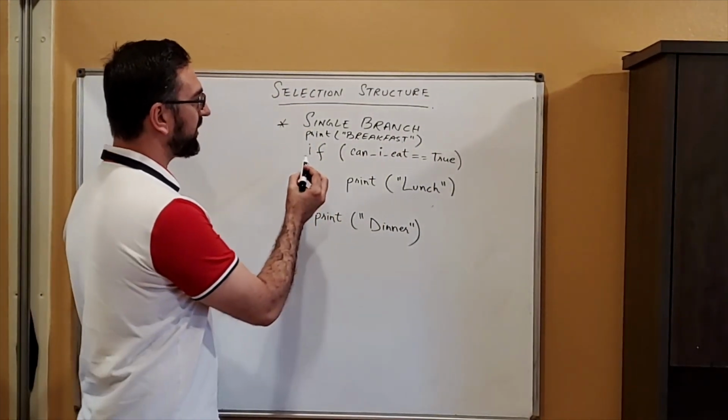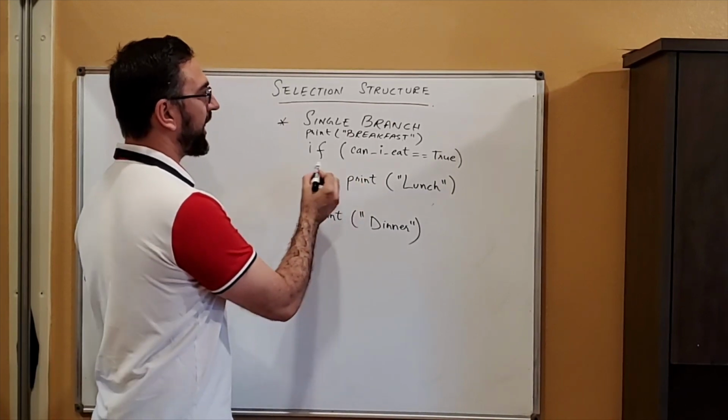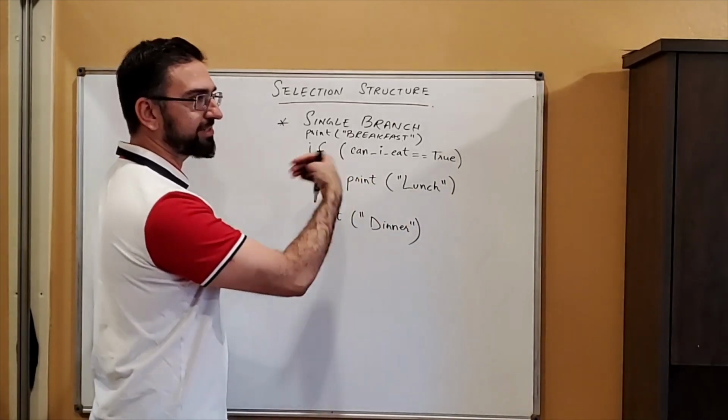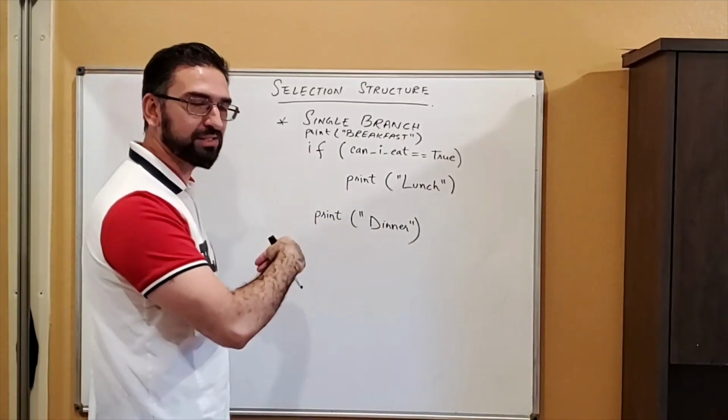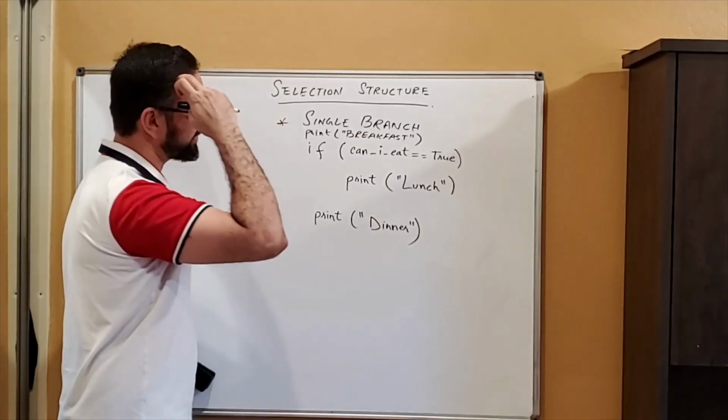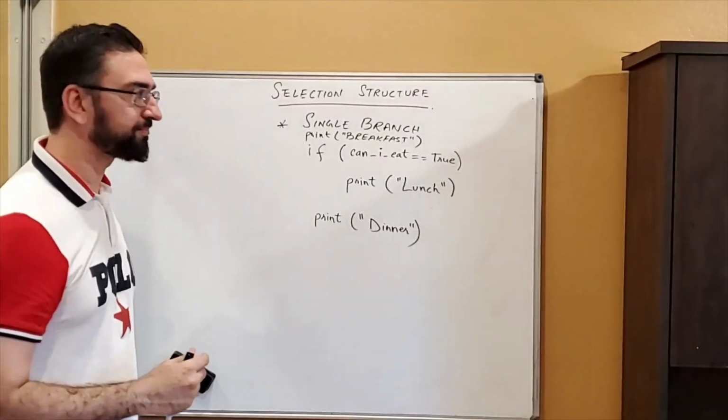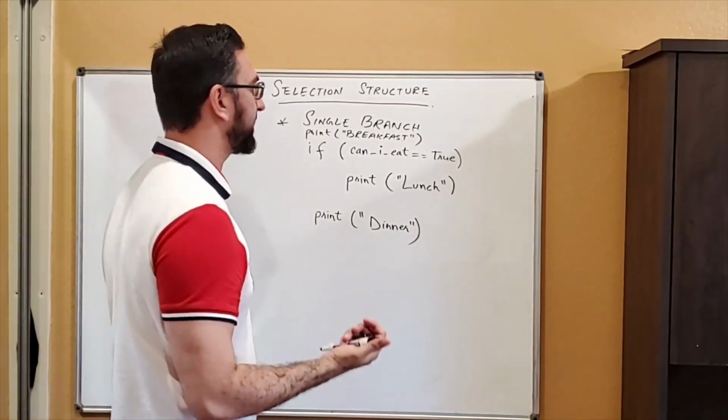So if you see here, there's only a single statement. I either do this work or I skip it. There's no alternative, right? If I don't eat lunch, I don't do anything else. So this is called a single branch statement or single branch decision making.